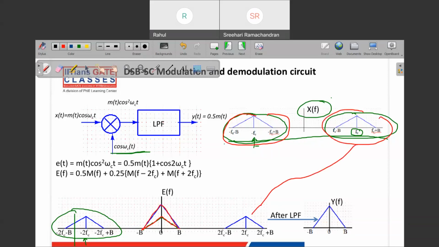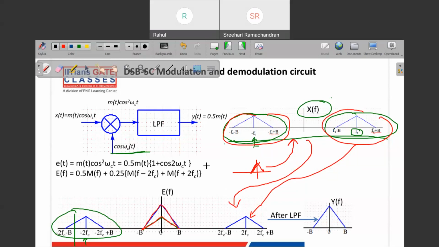Okay. So if you see, this was the message. Message was something like this, a triangular waveform. We modulated it. After the modulation, it looked like this. Then after that, at the receiver side, we are trying to demodulate it. First step is to multiply it with cos omega ct. After the multiplication by cos omega ct, it moved from here to here.